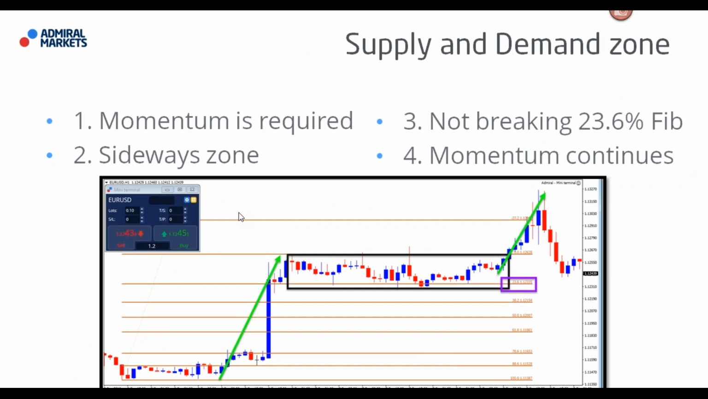So let's define that a bit better. Let's discuss some of these parameters and characteristics, what I call a supply-demand zone, and that could vary from trader to trader and from video to video, but this is what I am used to, and this is how I define it. So first of all, momentum is required, indicated by this green arrow. All right, that's the first thing.